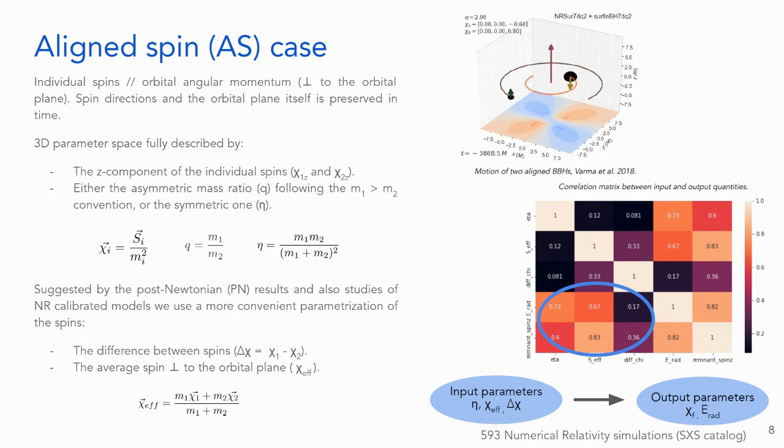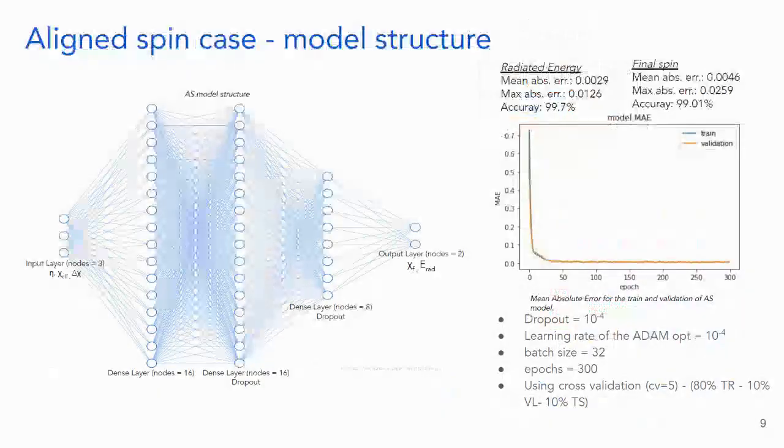And we decide not to create our data set giving the Z components of the spins, but the relation between them. So the difference between them, and also the chi effective, which is the average spin perpendicular to the orbital plane. So here you have a correlation matrix. I don't know if you can see the values very well, but these coefficients that we are going to use to train our model are strongly correlated to the output that we want to predict, which is the final spin and the radiated energy.